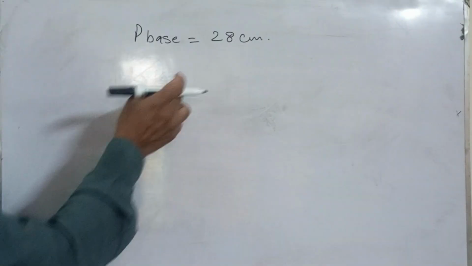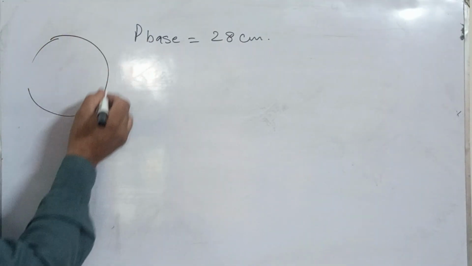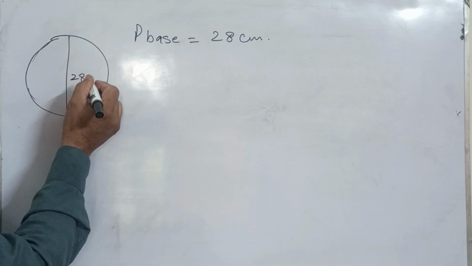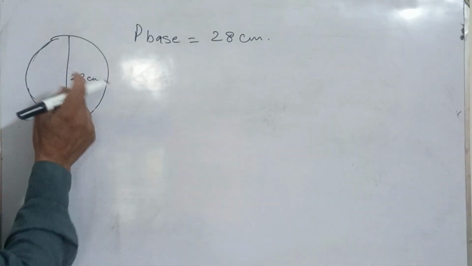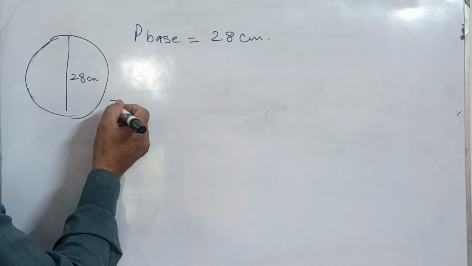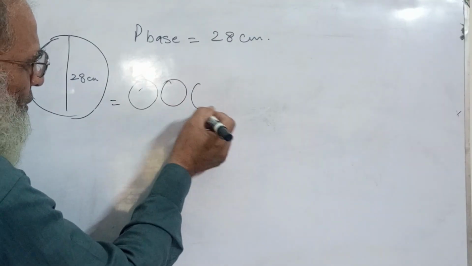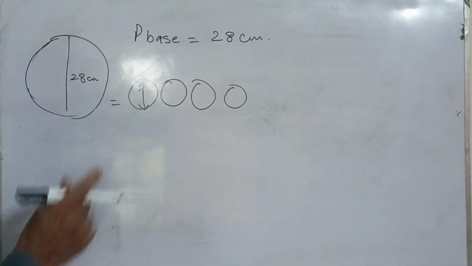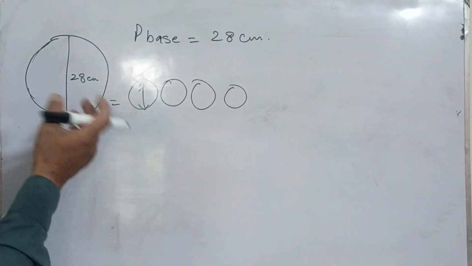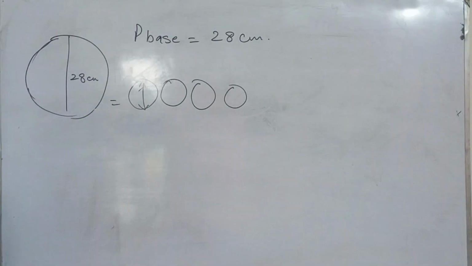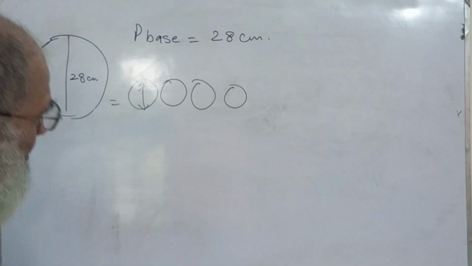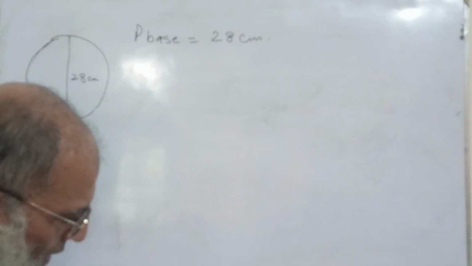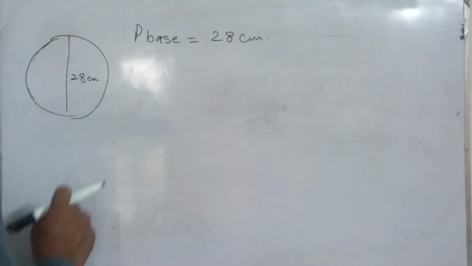Now this is a pizza base with a 28 centimeter diameter. We have to convert this into 4 equal pieces, 1, 2, 3, 4. So we have to find this diameter. These are equal, so finding one diameter is good for all. So let's start.